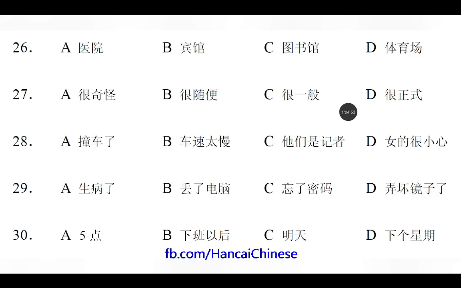27. The first option is handshake, very strange. Next is 随便, very casual. 一般, very ordinary. 正式, very formal. Okay, we just listen for these: 正式, 一般, 随便, 奇怪. This is what we try to listen for in the audio.